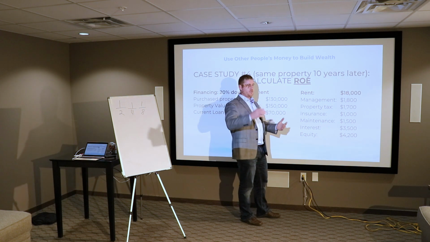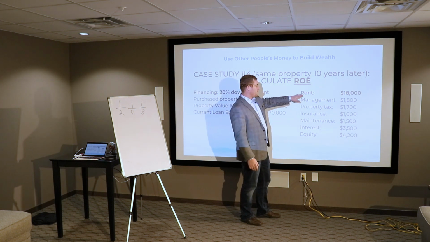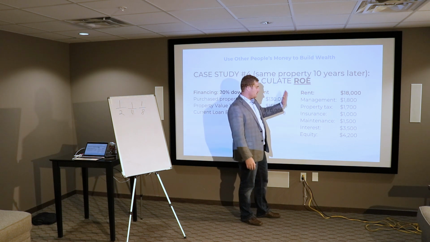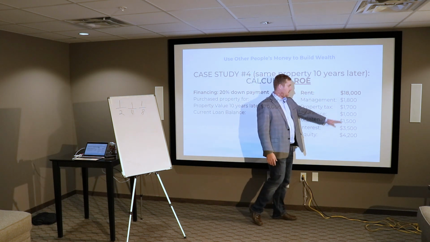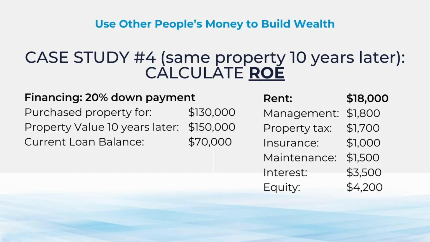Why? Well, inflation, things go up in price, but if the rents go up, so does the management, the property tax, and all the rest. Everything else goes up over time due to inflation. So we've calculated that in. And then we have interest and equity.